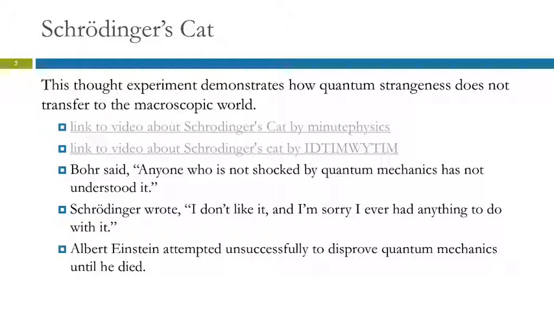So, like he said, the point of the Schrödinger's cat thought experiment is that the laws of physics that apply to what we can see do not apply to electrons. And there's no way to mesh the two together. They just don't. And just to make you feel better about being confused about all of this, Niels Bohr, who's one of the guys that worked on quantum mechanics, said, anyone who is not shocked by quantum mechanics has not understood it. It's just a shocking idea. Schrödinger, the guy with the cat experiment, said, I don't like it, and I'm sorry I ever had anything to do with it.